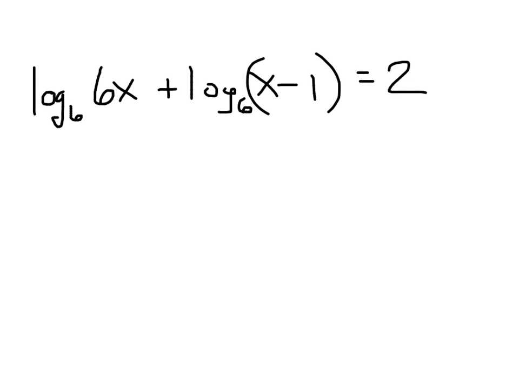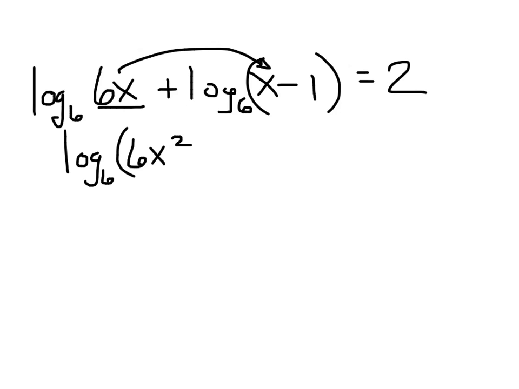Okay, same type of problem. Too many logs. Okay, you gotta drop one off. So, how do I get rid of the adding? Multiply them. Remember, adding is the same as multiplying. So I have log of base 6. Now, quick question. Do you want to multiply it all through now or do it later? No. You want to do it now? What's 6x times x? 6x squared. And what's 6x times negative 1?